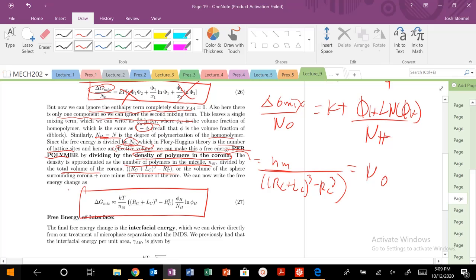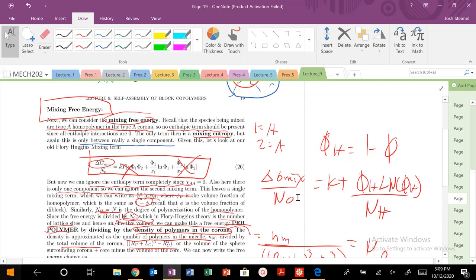That's it. So you could rewrite this again as a function of phi_H, where phi_H equals 1 minus phi. And that's it. So that is the free energy for mixing.